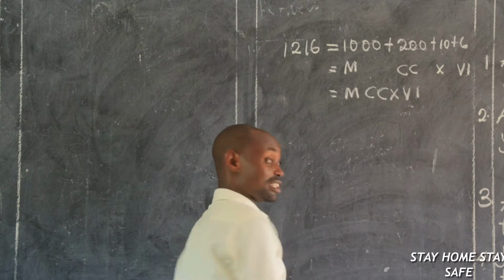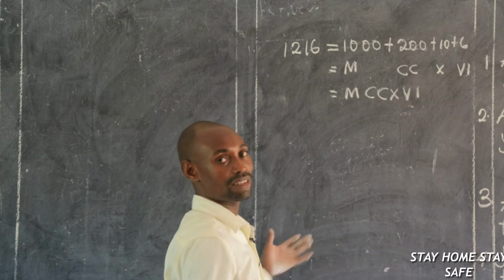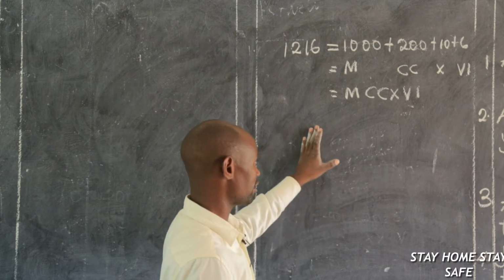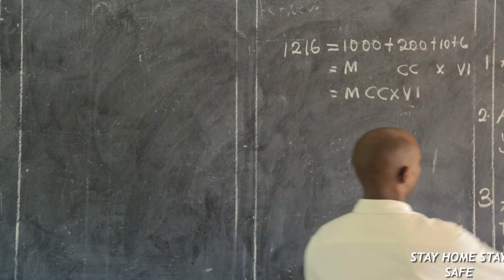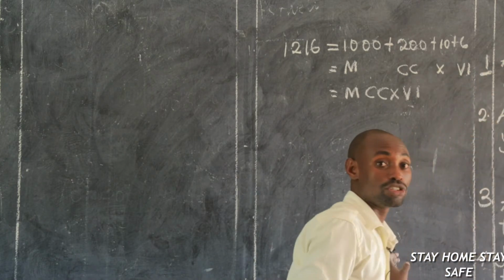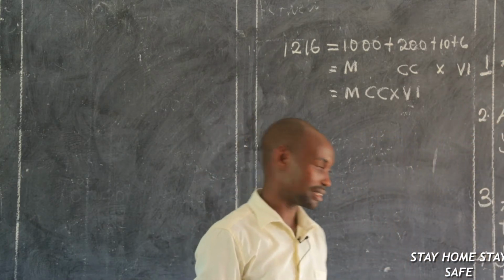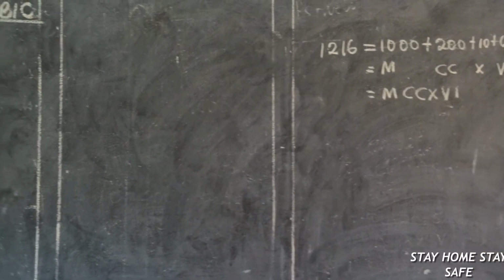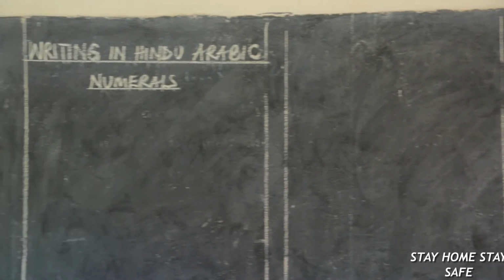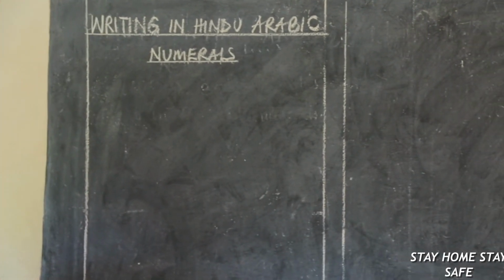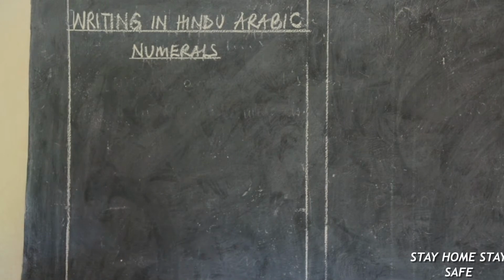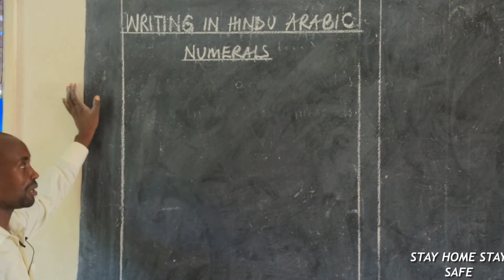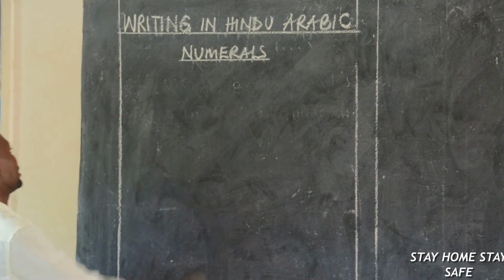So for those children who at least don't want to read ahead of teachers, I expect you to have got 4 out of 5, since number 1 was left for you to go and make research. So in our lesson today, we are going to look at the vice versa of what we have been looking at. And that is writing in Hindu Arabic numerals. In other words, we are going to learn how to write from Roman numerals to Hindu Arabic numerals.